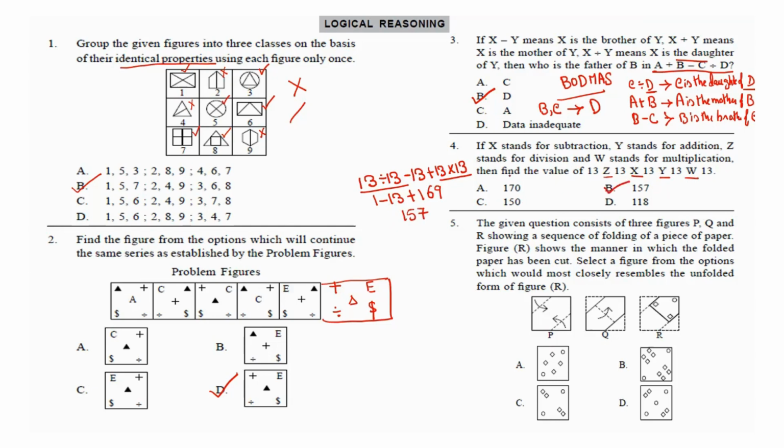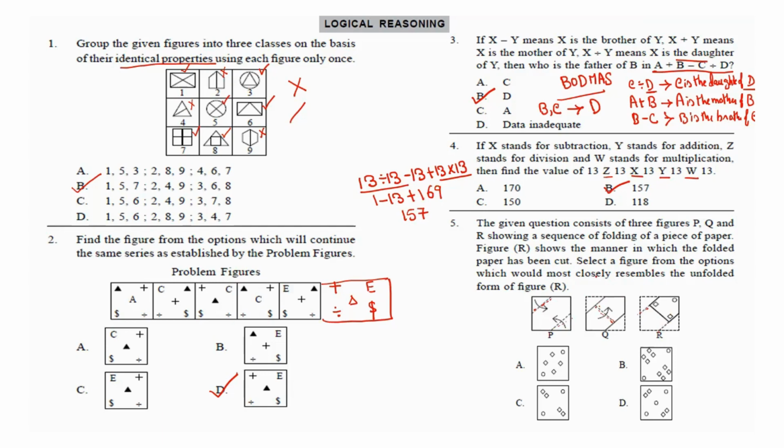Now we come to question number 5. In question number 5, it is said the given figure consists of 3 figures P, Q, and R showing a sequence of folding of a piece of paper. So this is a piece of paper. In P, the folding is being done in this part. In Q, the folding is being done in this part. And R is again folded in this part.